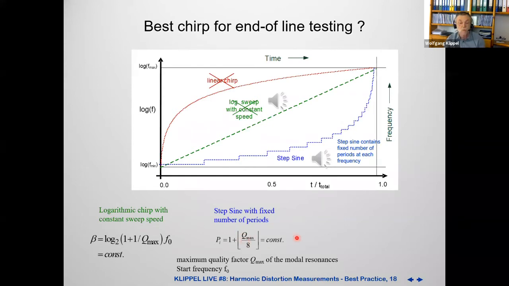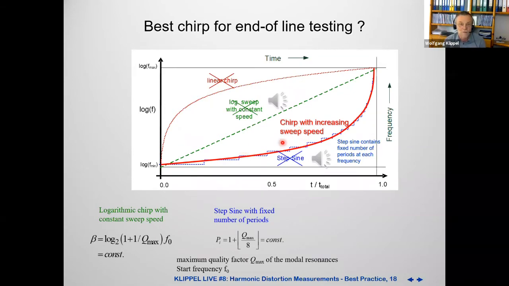Okay. The stepped sine has only one disadvantage. We have a discrete frequency setting. So we are switching the frequency. It's not continuous. We cannot apply the nice Farina technique and so on. And we are losing a lot of time. So it's not a fast measurement. But the frequency time mapping is correct.